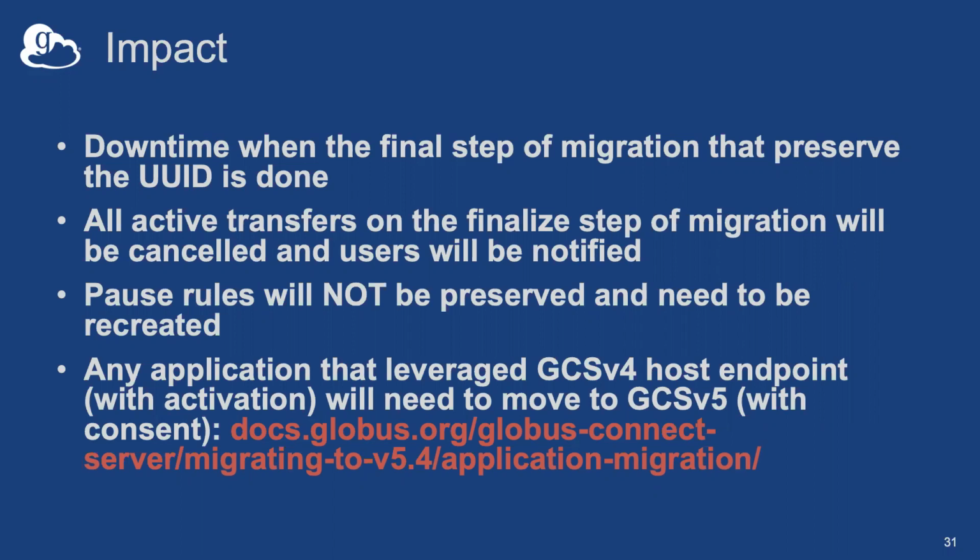But if you have an application that does speak to a host endpoint, then the application author has to make some changes. Essentially, changing activation to consent. And there is a guide that walks them through what the changes are with reference to things in our SDK. So if you're using our Python SDK, then it's pretty quick to make that change, right? So this is impact. We have really tried our best to minimize downtime, but if you're doing this for your enterprise or your campus, this is best done announced as a downtime, and then getting the endpoint migrated and then bringing it back up, right?